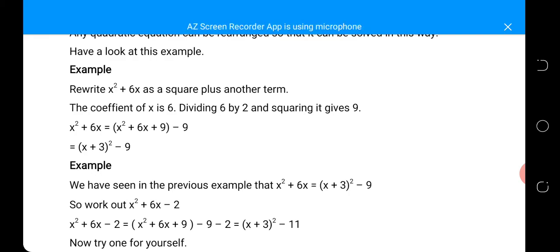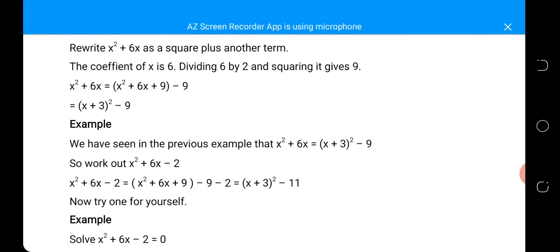This is like doing nothing to the original expression, because when 9 is added and subtracted again, I have my original expression, x squared plus 6x. Then the expression in the bracket, x squared plus 6x plus 9, can be factorized to give me (x plus 3) squared minus 9.